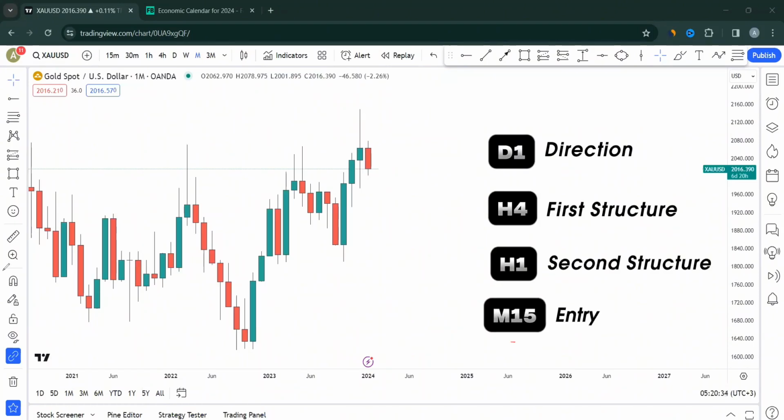Let me just repeat that. We are going to use daily for direction. Then we're going to use H1 to observe the structure that we want to trade. And then we're going to use minute 15 to take our entry. The same thing that we have been doing.